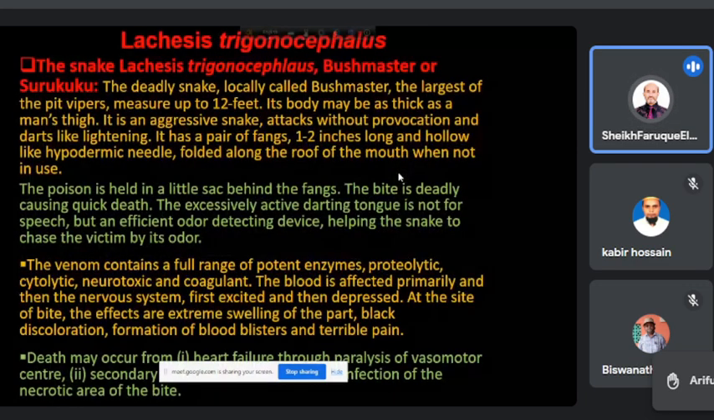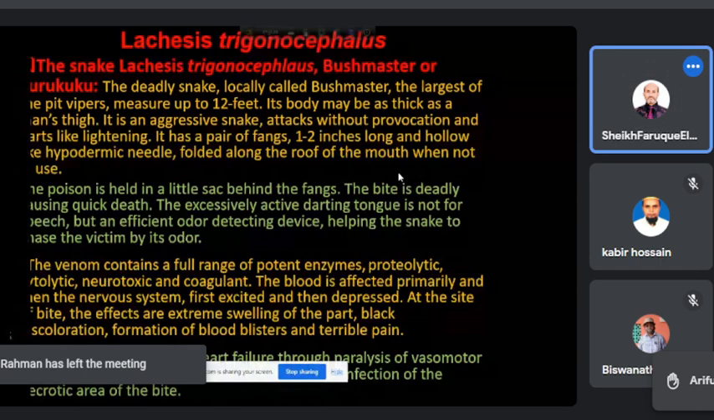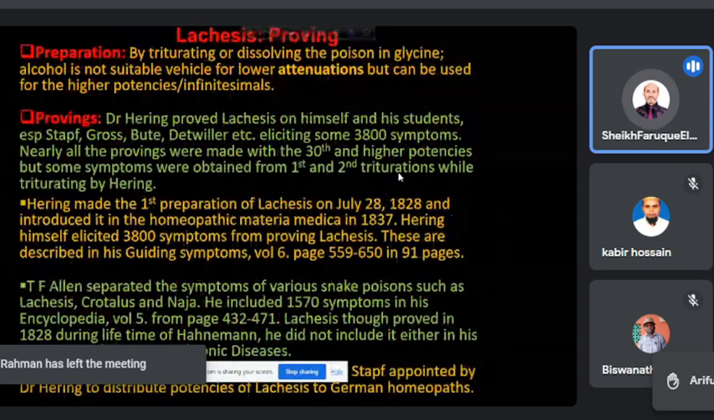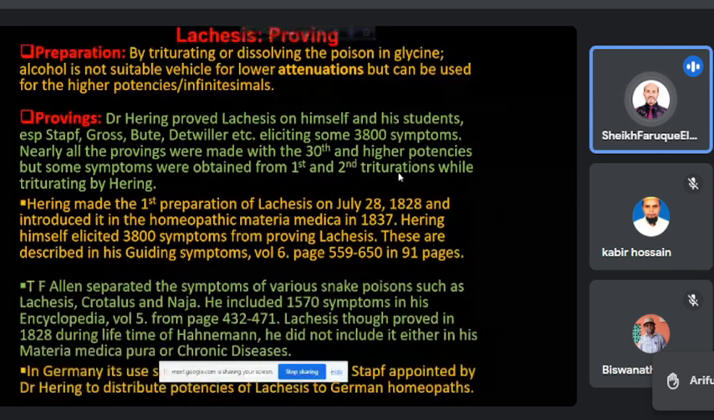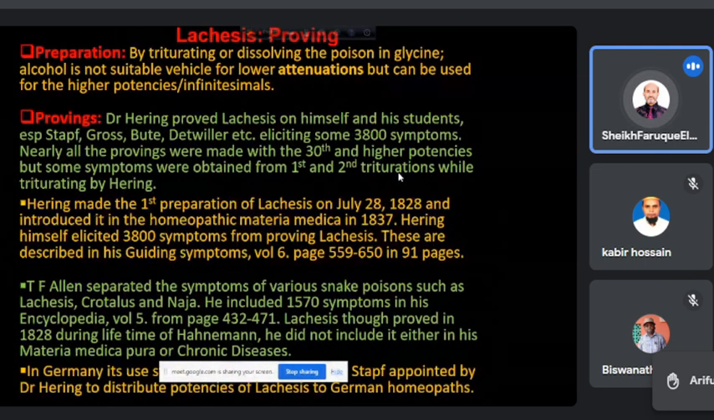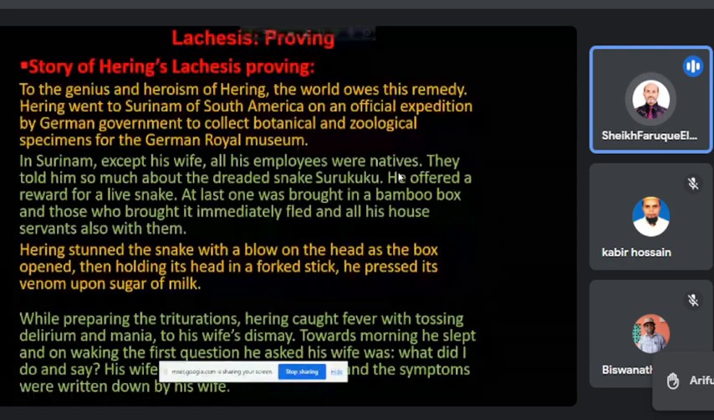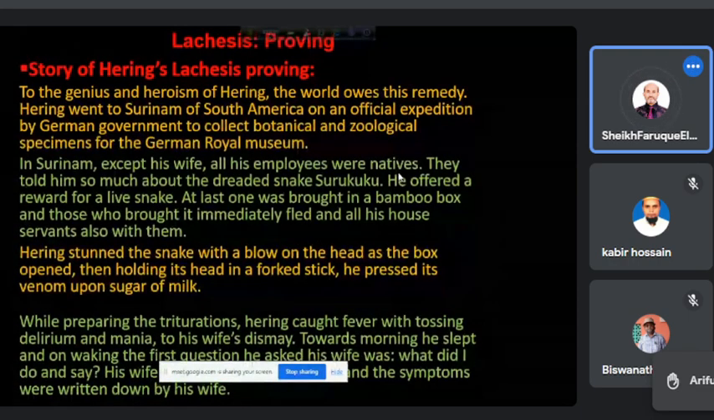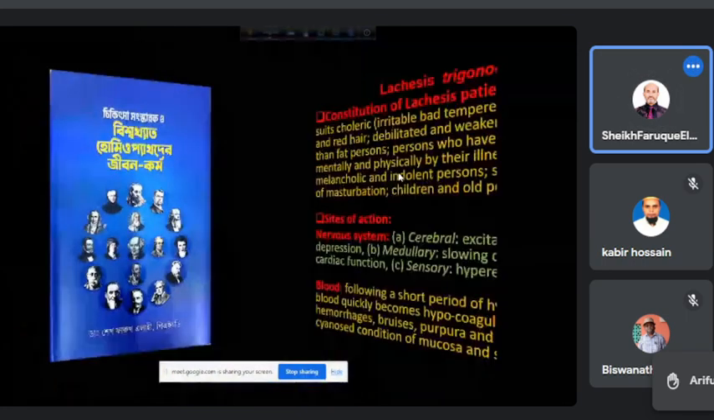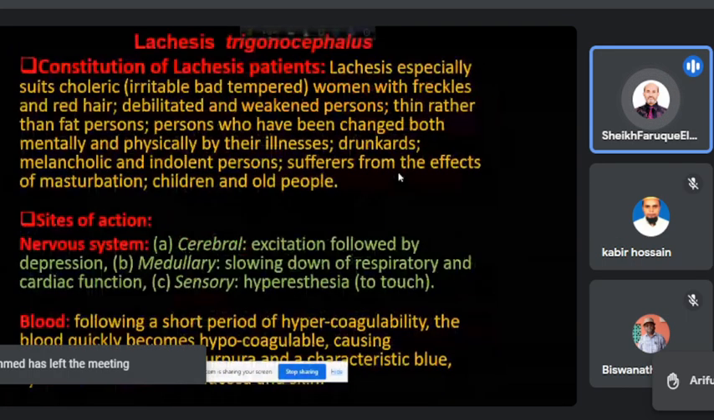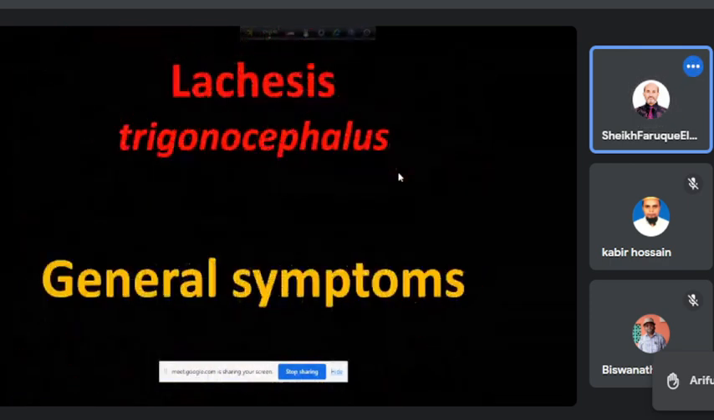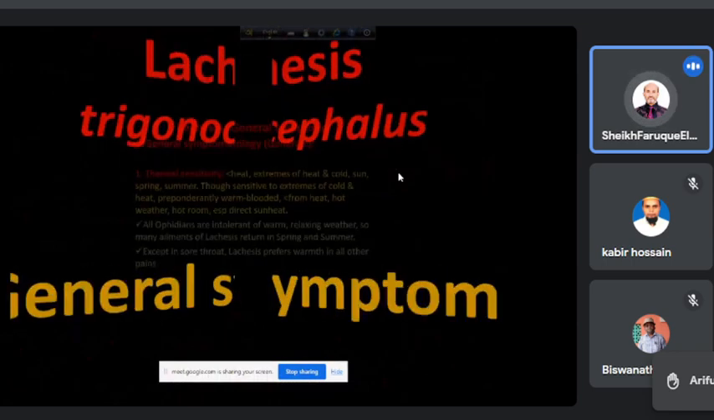From next class, we'll start Lachesis trigonocephalus. We'll first give the description of the snake itself, the Bushmaster or Surukuku, and then we'll go to the proving of Lachesis. There are many stories of proving. We'll discuss all stories of Herring's proving. Then we'll discuss its constitution and sites of action, and then its general symptoms.